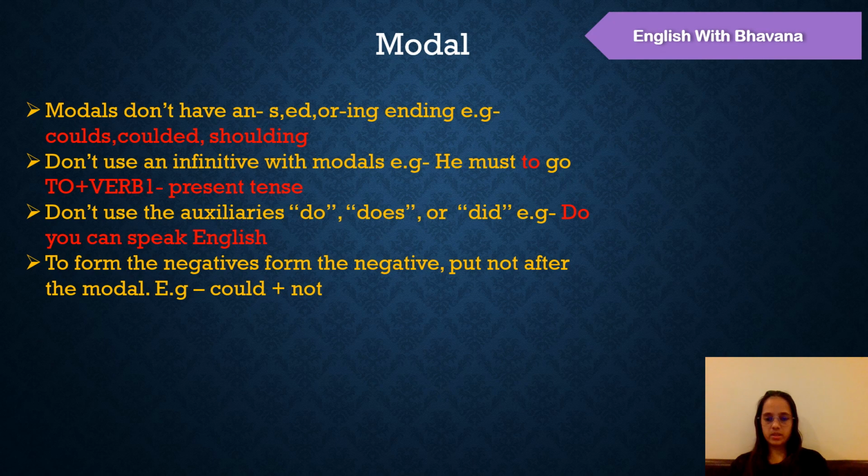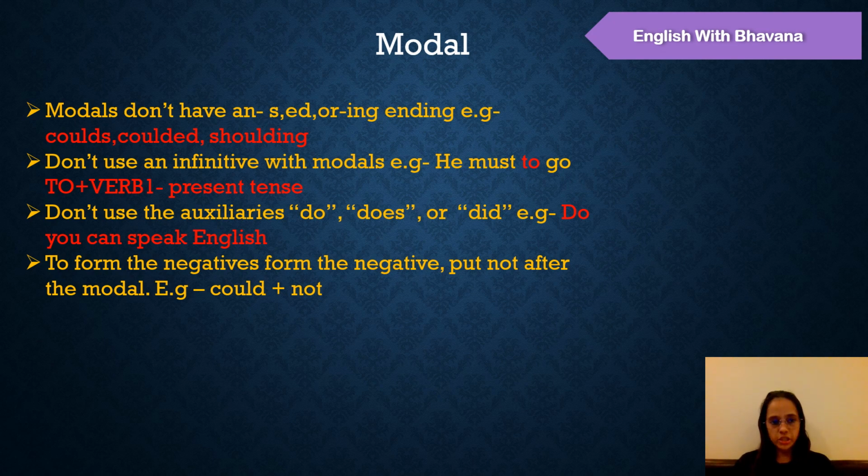What are modal verbs? Okay, first we need to avoid some mistakes which we are making so far, right? हम काफी mistakes कर रहे हैं, हम confuse हो रहे हैं actual में. So let's understand the basic mistakes which each one of us is committing till now, so that we are clear with it. Now first, modals don't have an s, ed or ing ending. For example, we cannot say coulds, coulded or shoulding. It's completely wrong. It means you cannot change the verb tense form of a modal.